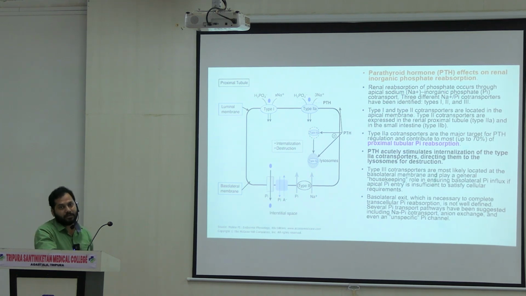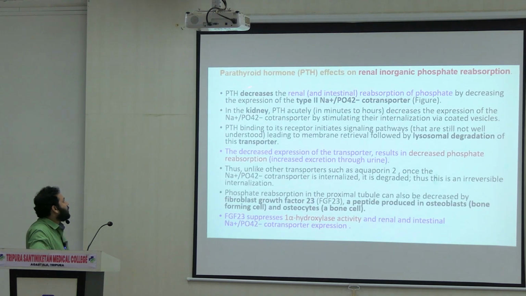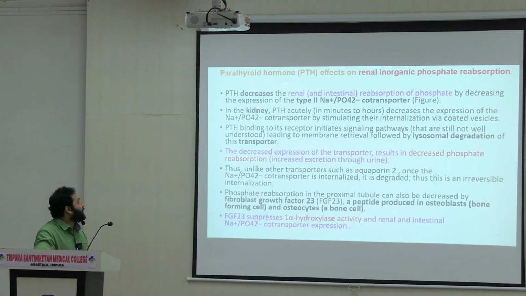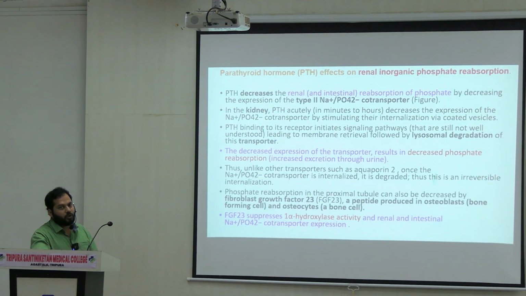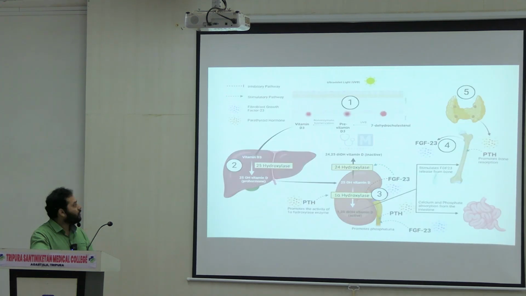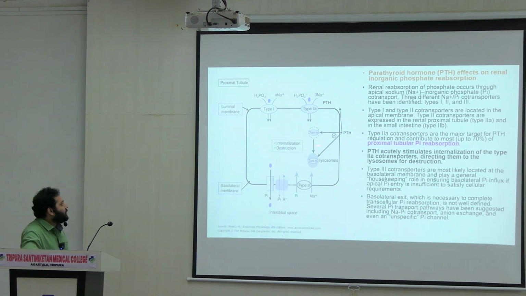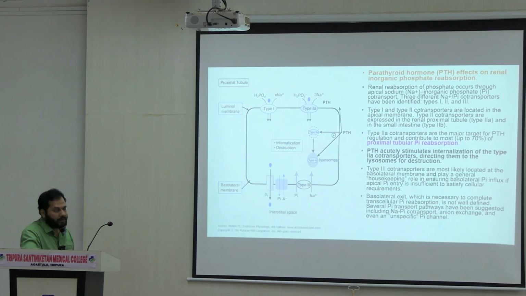So what is the exact mechanism? You can see here, as I mentioned, the level of PTH. PTH decreases the renal reabsorption of phosphate. In the circulating blood, PTH is available, so that PTH reduces the reabsorption. How? There is the internalization of this type 2A co-transporter, right? This is the type 2A co-transporter.